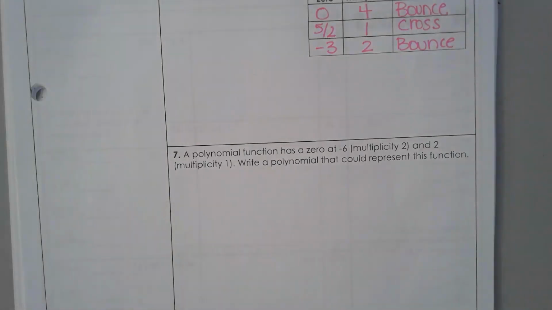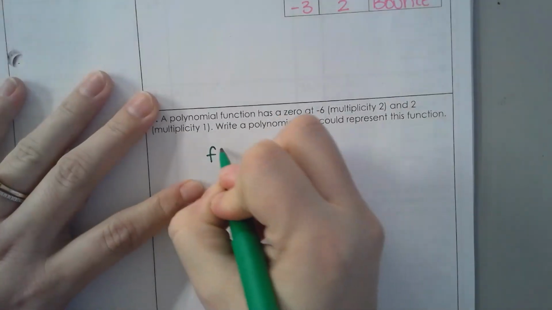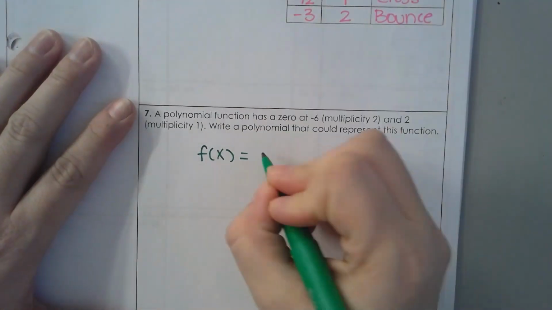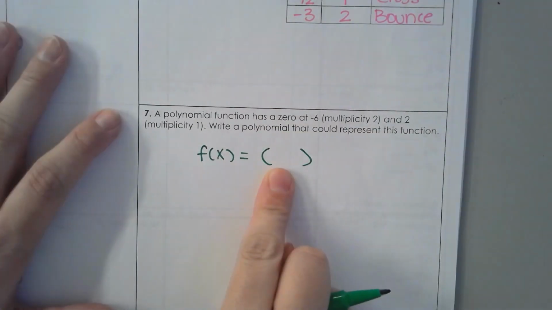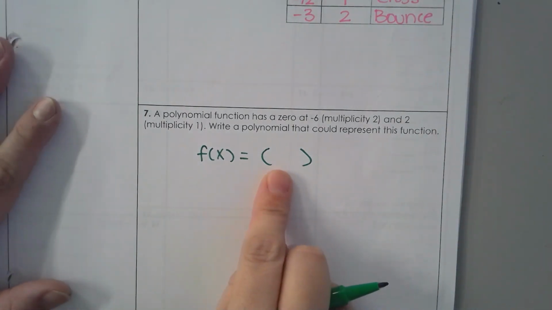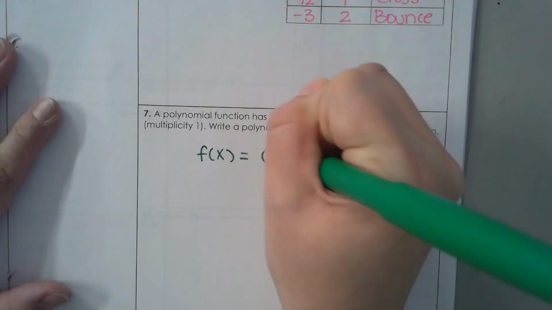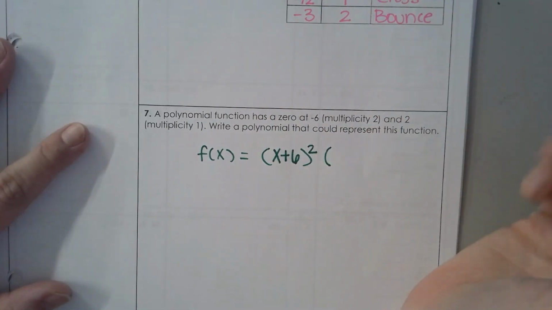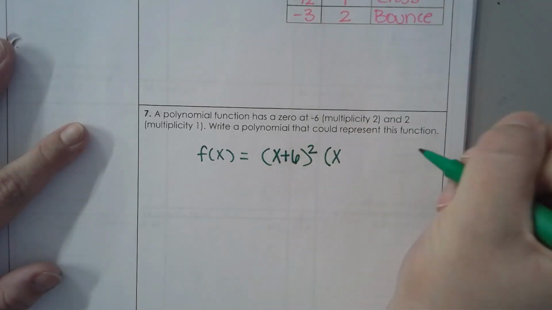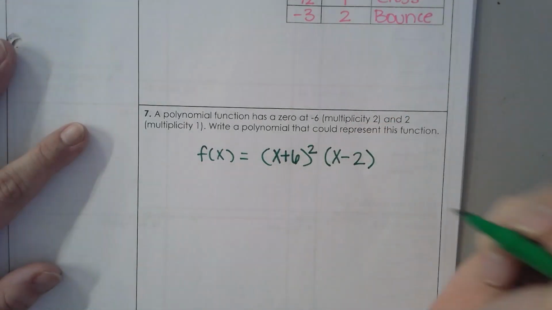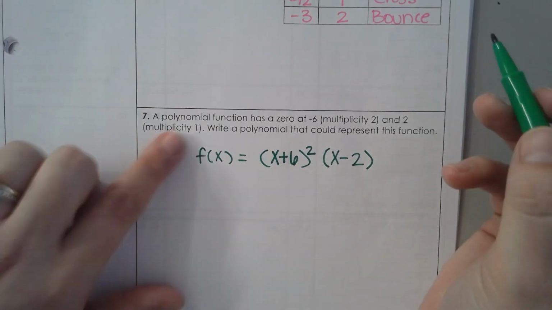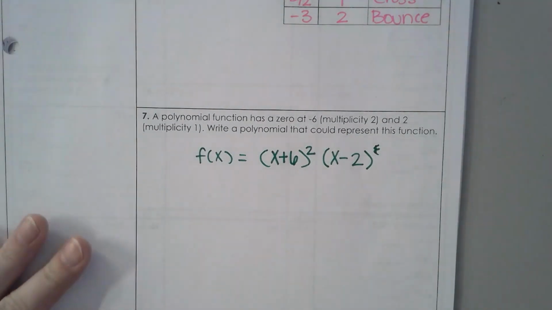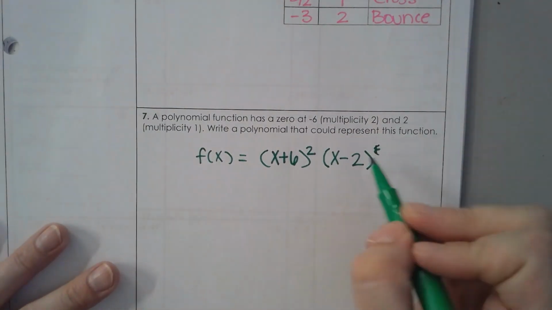Alright, so we should have f of x equals, or you could have put y equals, and then you should have had something in parentheses. What did you put in these first parentheses? X plus 6 squared, good, and then you should have another set of parentheses and it should say x minus 2. What about an exponent? The multiplicity is 1, so we don't generally put a 1 there. So, I mean, if you put it, it's not wrong. But this is the right answer.